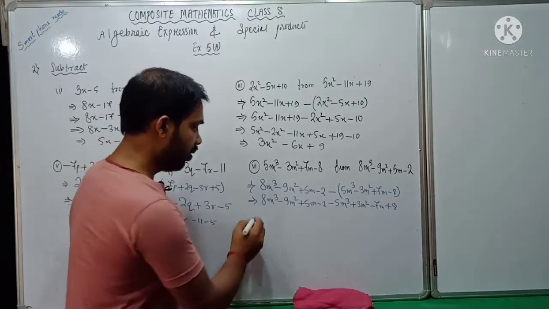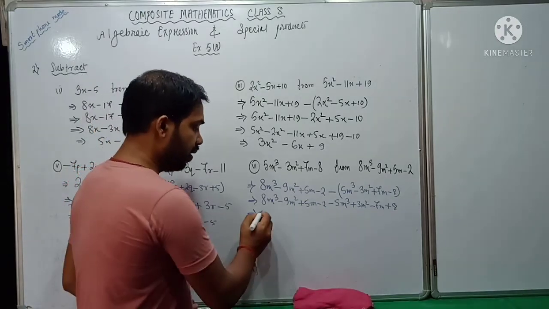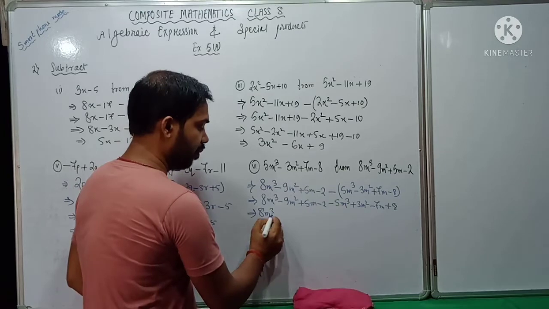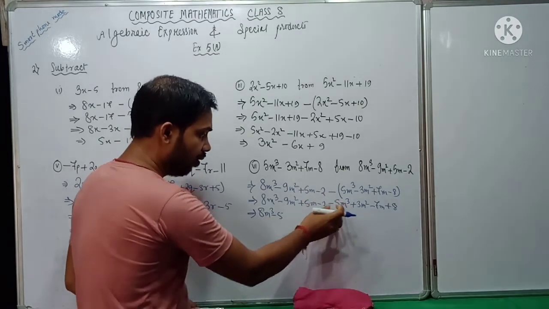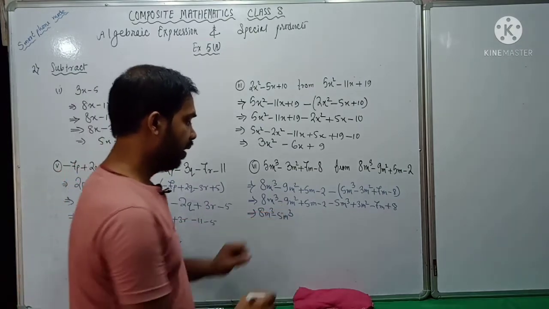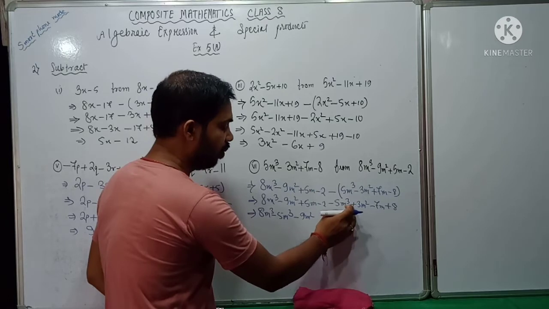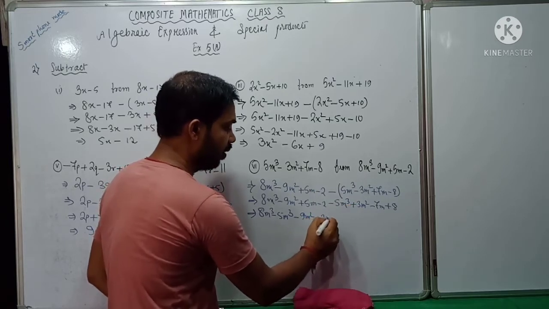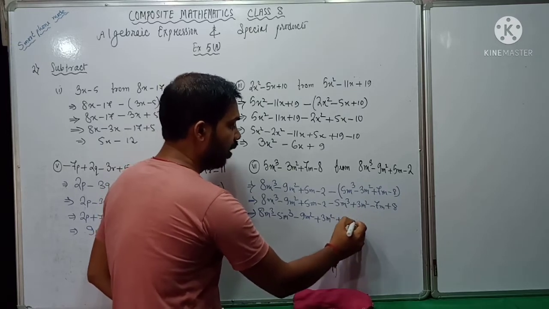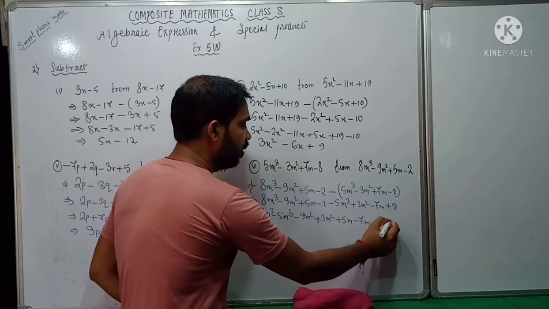Okay. Next you see, I will bring the like terms to one side. So it is 8m cube, then minus 5m cube. So the minus sign will come along with this number. Now next I will take minus 9m square, then this will be plus 3m square. Then next is 5m with minus 7m. Next is minus 2 with plus 8.